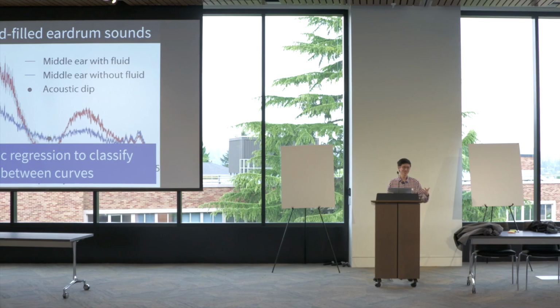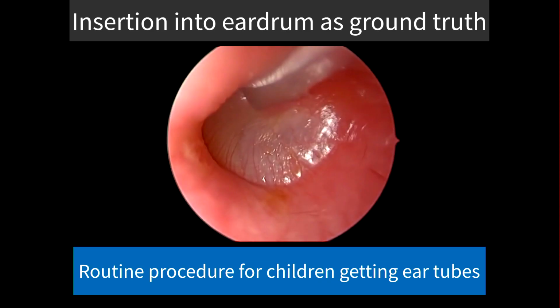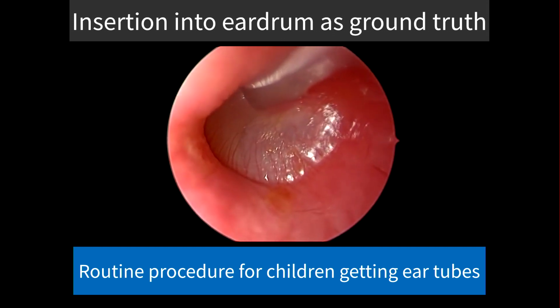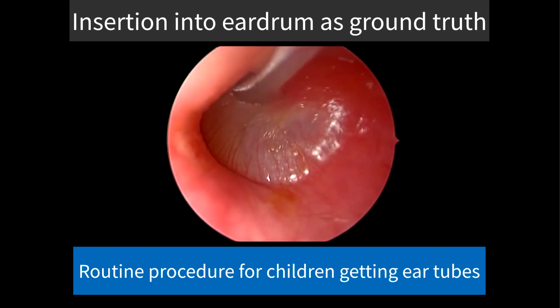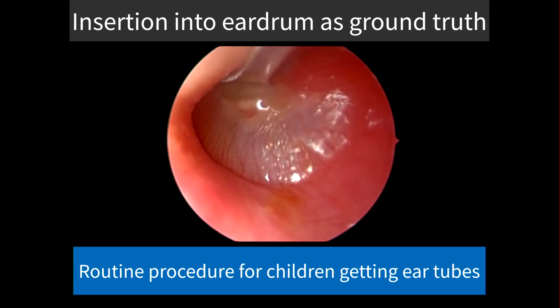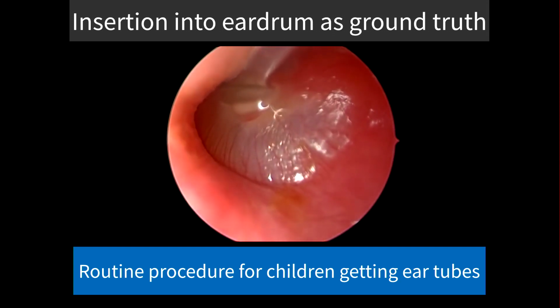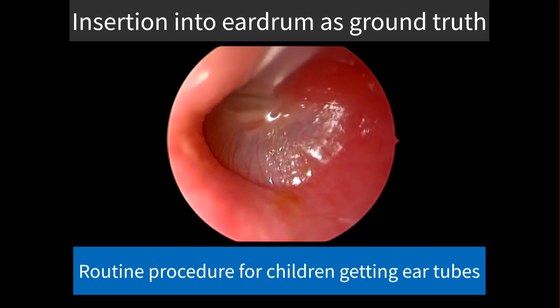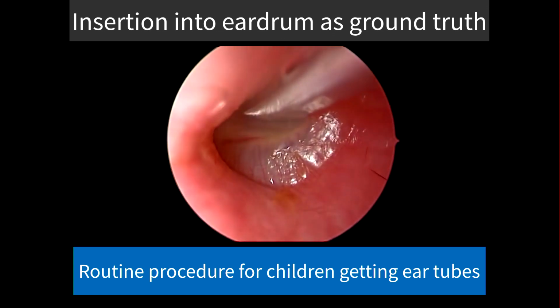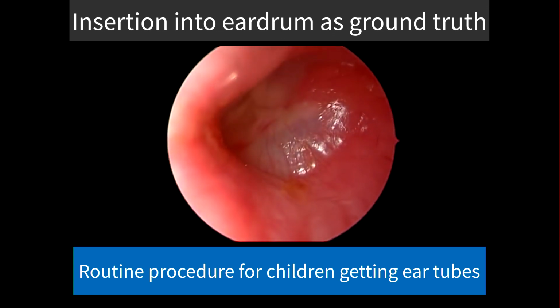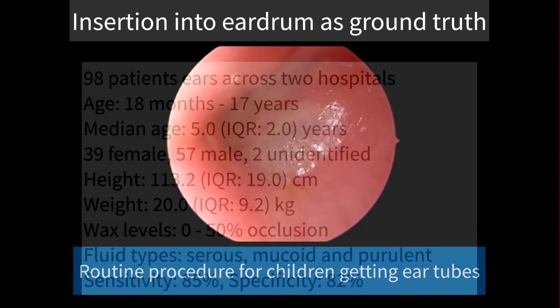So the question, of course, to ask is, how do we actually determine if there's fluid in the ear? Because it's so hard to see behind the eardrum. The way to do this is we actually have to make an incision into the eardrum. And you can actually see the fluid coming out. And this is a pretty routine procedure that's done for kids that are getting ear tubes. All right?